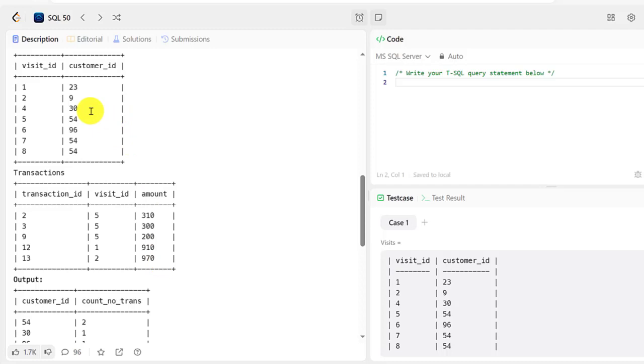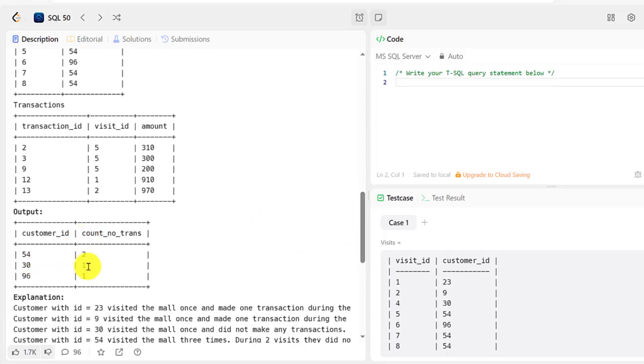Okay, so let's check customer ID 30. Visit ID is 4, and we can see there's no visit ID 4 here. So that means it's not in the transaction table. So this person visited without making any purchase. So we can see customer number 30 visited but did not make any purchase, and there's only one such occurrence. So we can see here there should be 30 and then 1 here.